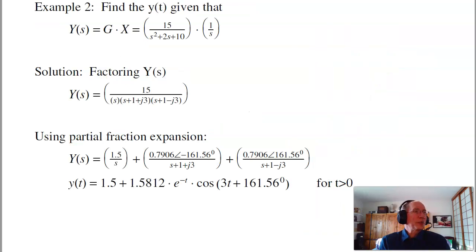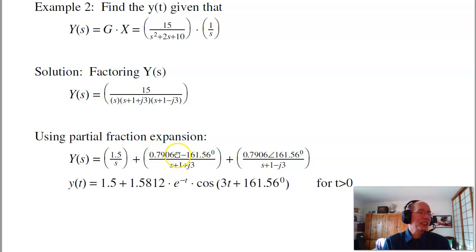Second example. Suppose I want to find y of t when you have complex poles. Again, do the same thing we did before. X is the step input, 1 over s. Here's the transfer function. Multiply them together. That's the Laplace transform of y. To find the inverse Laplace transform, do partial fractions. And if you don't mind complex numbers, it's the same as real numbers.